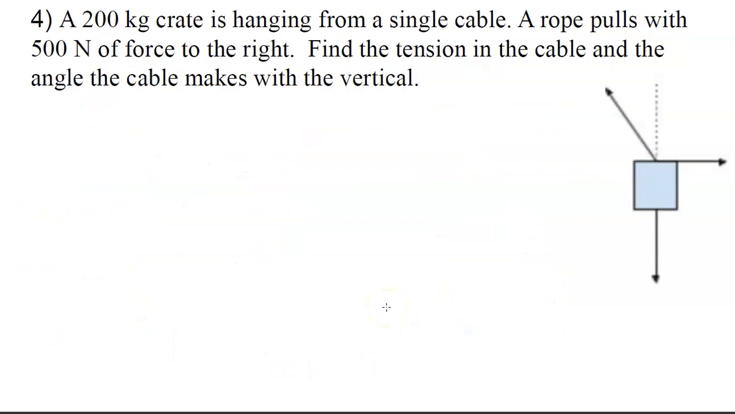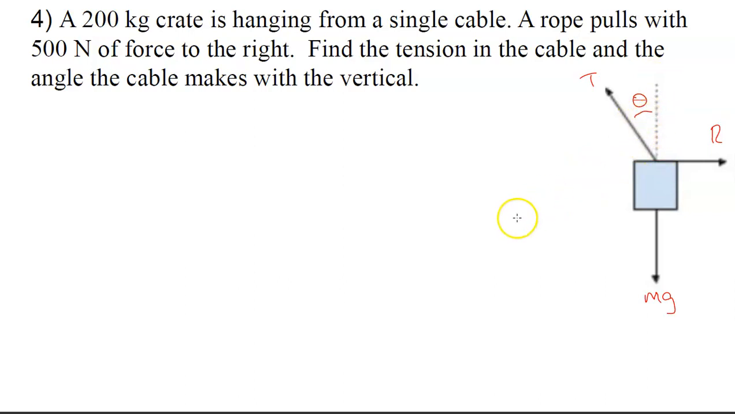All right. Right here I have a 200 kilogram crate that's hanging straight down from a cable. And a rope is going to pull 500 newtons to the right. And we'd like to find two things: the tension in the cable and the angle that the cable makes with the vertical. So I'm going to label some stuff here. This is gravity pulling straight down, mg. This is, I'm going to call R for the rope that's pulling to the right. And this will be T. And there's that angle that they're looking for, theta, measured relative to the vertical.